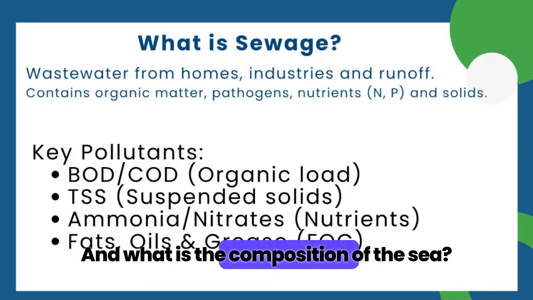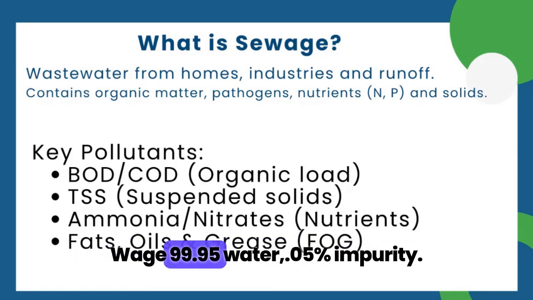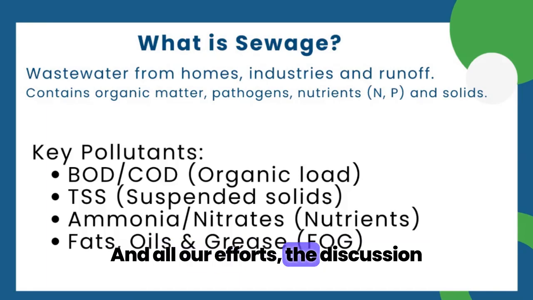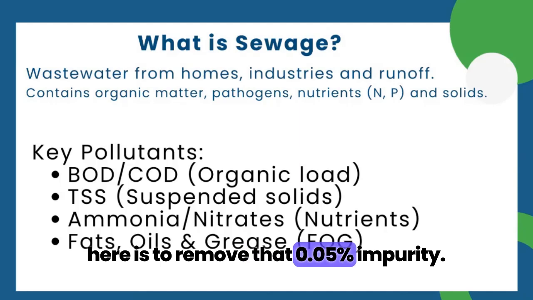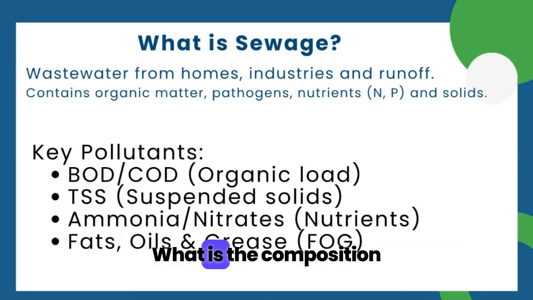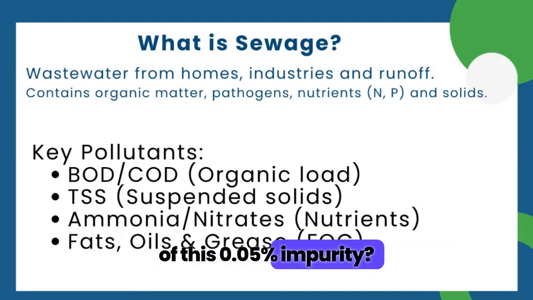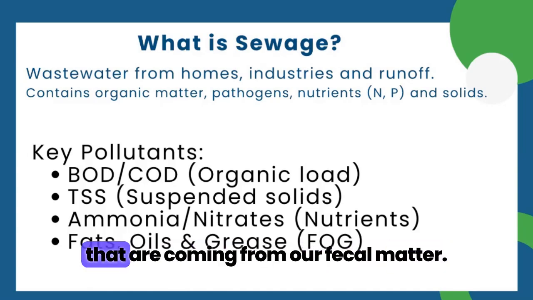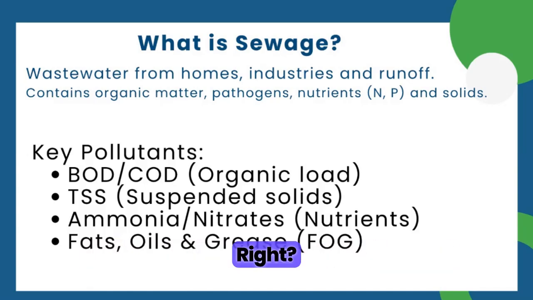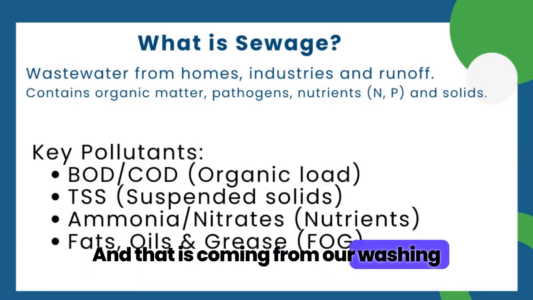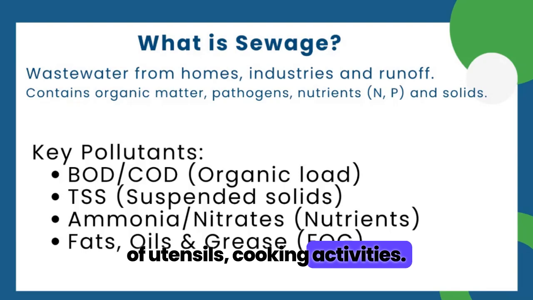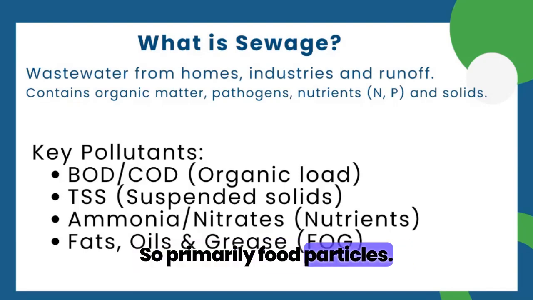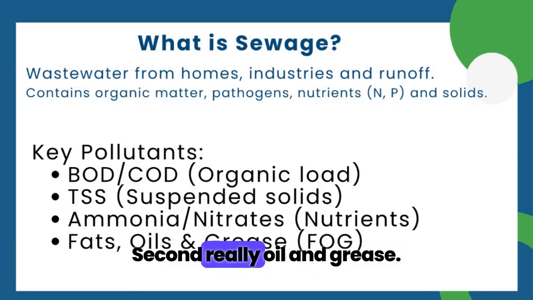And what is the composition of this sewage? 99.95% water, 0.05% impurity. And all our efforts, the discussion here, is to remove that 0.05% impurity. What is the composition of this 0.05% impurity? It is primarily suspended solids that are coming from our food, that are coming from our fecal matter, right? And that is coming from our washing of utensils, cooking activities. So primarily food particles. Secondarily, oil and grease.